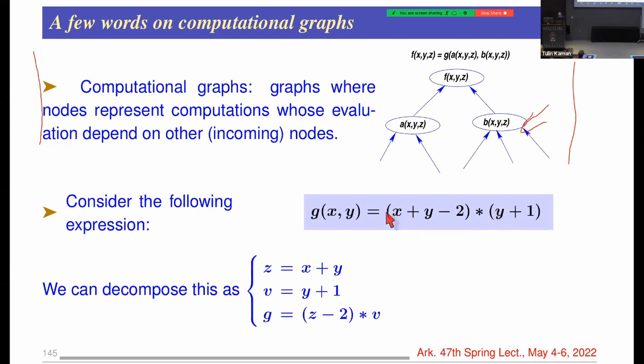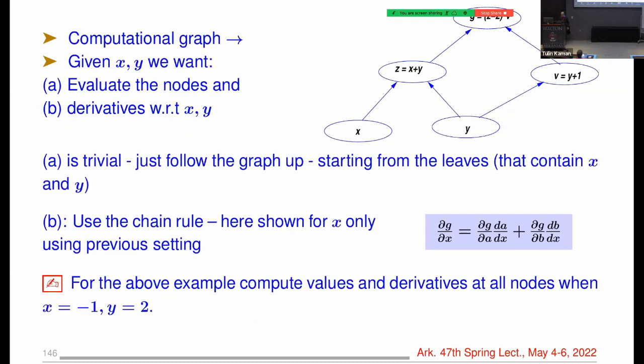So for example, if I want to evaluate this, I can split it into three different atoms or components. So z is x plus y, and then v is y plus 1. This is z. This is y. This is v. Okay, and then g is z minus 2 times v, right? So, and the graph is here. Okay, so the question is, how do you compute the derivatives?